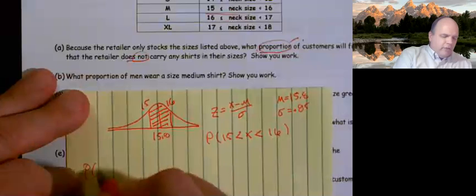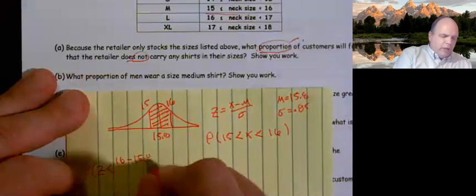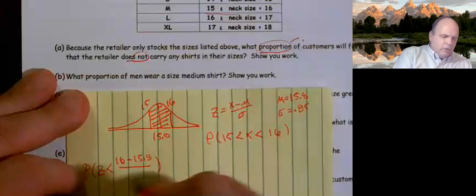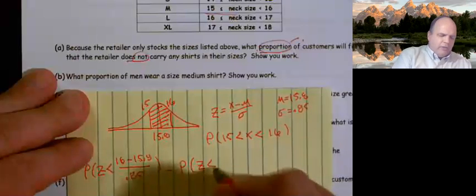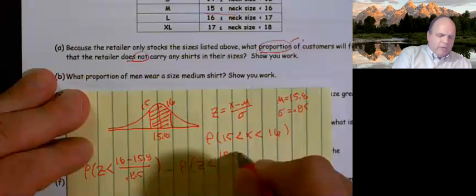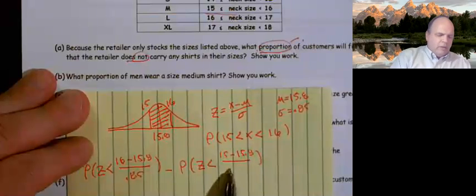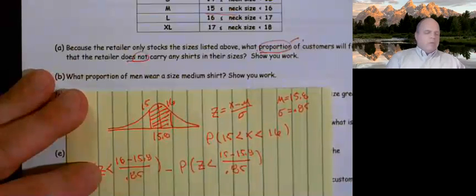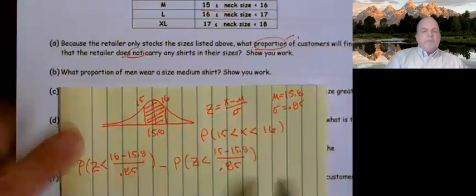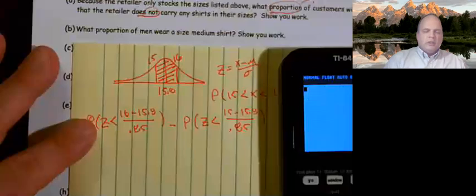So the probability that z is less than 16 minus 15.8 over 0.85, minus the probability that z is less than 15 minus 15.8 over 0.85. Okay, so I've gotten this far. This is adequate work. They're going to be happy with me. And so I can do this fairly quickly in the calculator, kind of in one step.